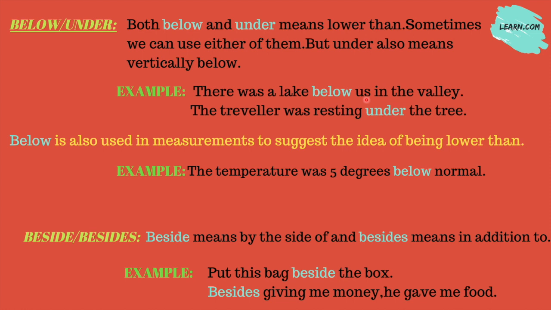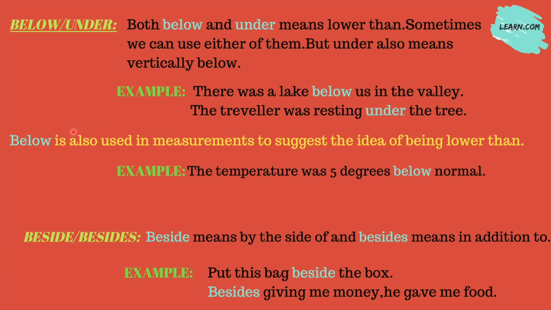So we use below. But the traveler was resting under the tree. Under the tree means the tree is above and we are standing under it. So we are almost vertically under the tree. So when the position is vertically below, then we use under, otherwise below. Because when we are standing under a tree, we are almost vertically below it. Otherwise, we use below. So if we say the traveler was resting below the tree, that would be wrong.